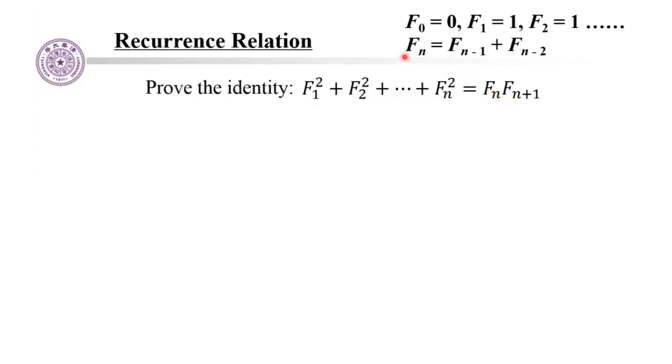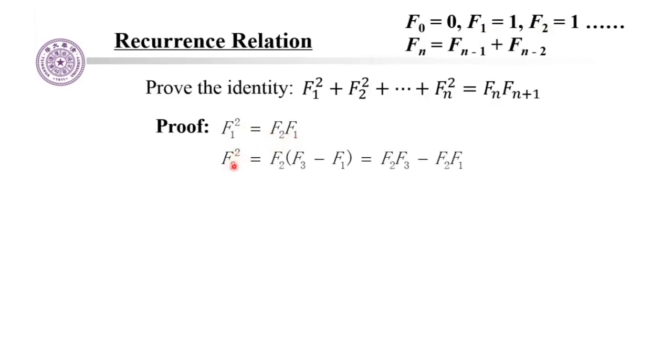Now we could think that every fn satisfies the recurrence relationship, so fn equals fn minus 1 plus fn minus 2. So among these squares, could we pick one term to manipulate? For example, let's give such a proof. For f1 squared, as both f1 and f2 are equal to 1, f1 squared could be written as f2 times f1. For f2 squared, let's keep one of them. For the other f2, by the recurrence relation, f2 equals f3 minus f1. Now let's multiply them together and get f2 times f3 minus f2 times f1.